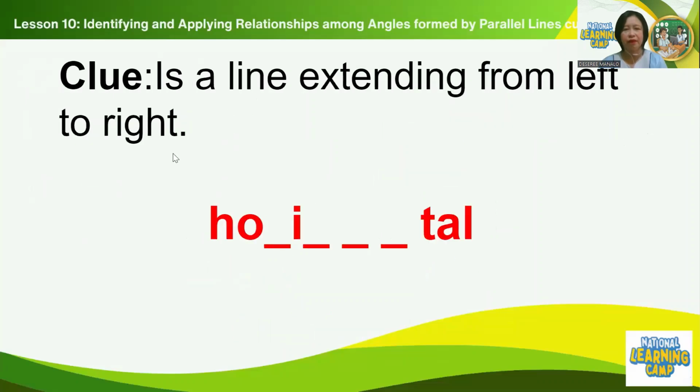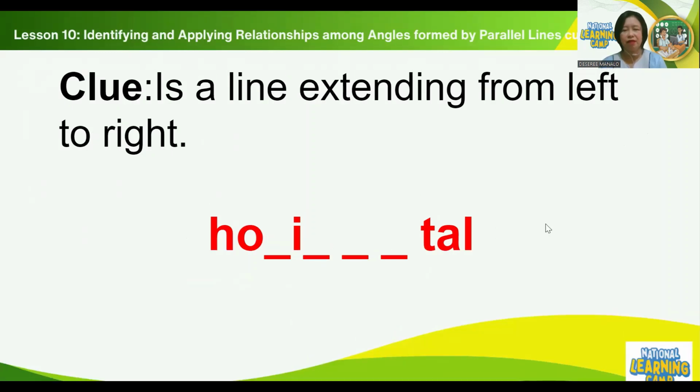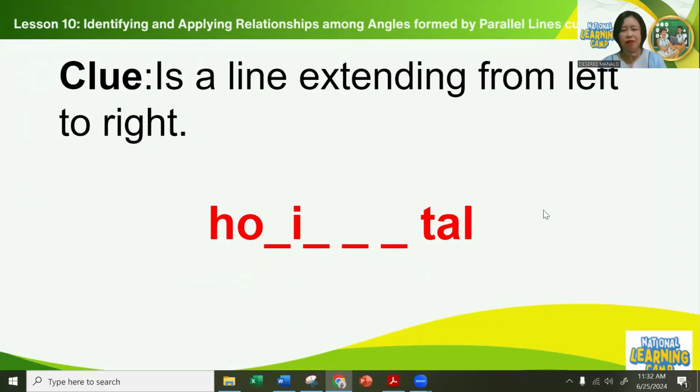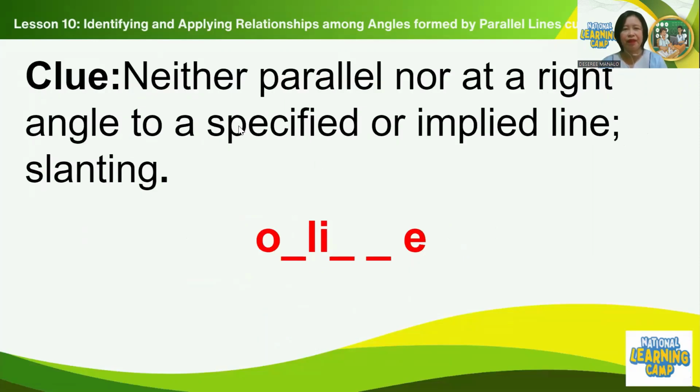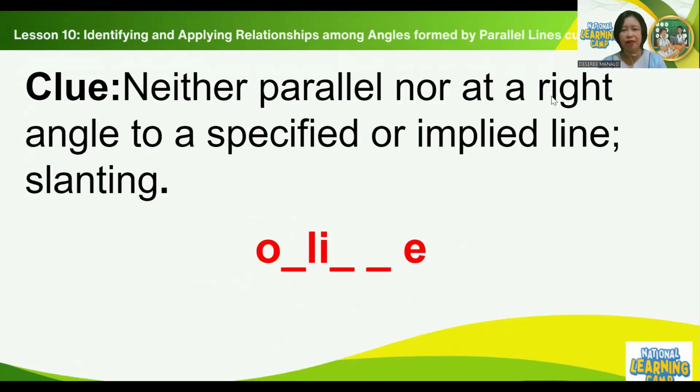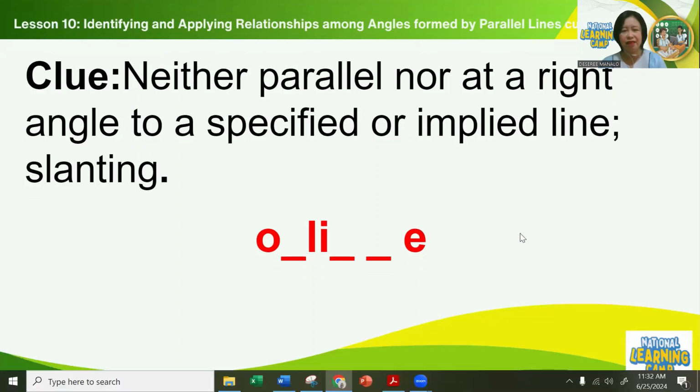Co-interior. It is a line extending from left to right. What do you call this? Horizontal. Extending in the same direction, equidistant at all points and never converging or diverging. What word is this? Parallel. Neither parallel nor at a right angle to a specified or implied line, slanting. The answer is oblique.